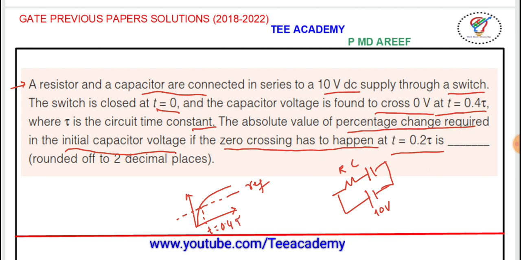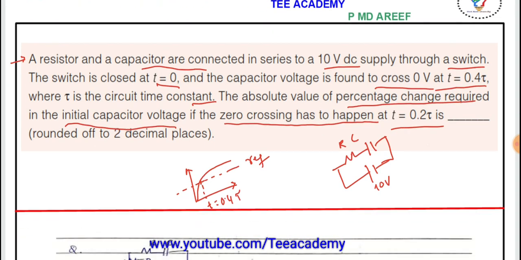So this is the question given here. At this particular point the voltage is crossing the 0 volts point. Now the given question is at what voltage it will cross 0 at t is equal to 0.2 tau. That means in the initial case it is crossing at 0.4 tau. Now what changes should be made so that it crosses at 0.2 tau? So earlier it is 0.4 tau, now we have to make it 0.2 tau.